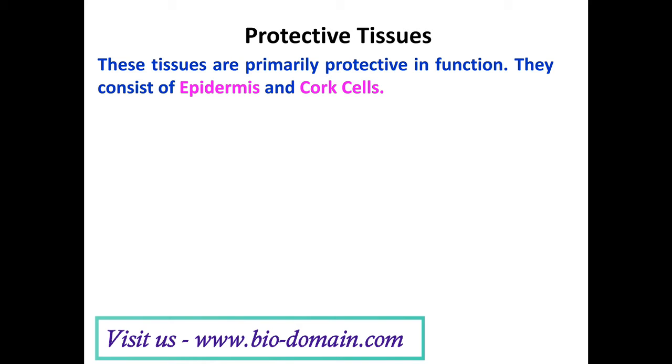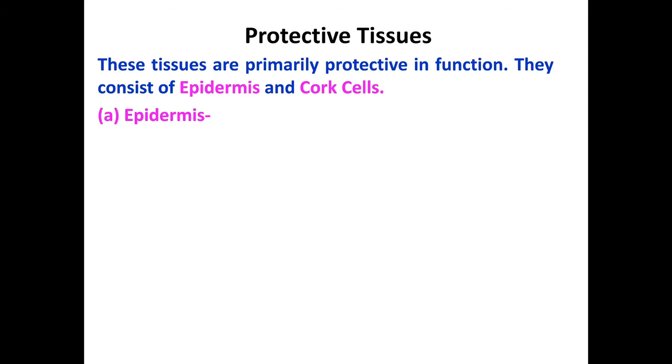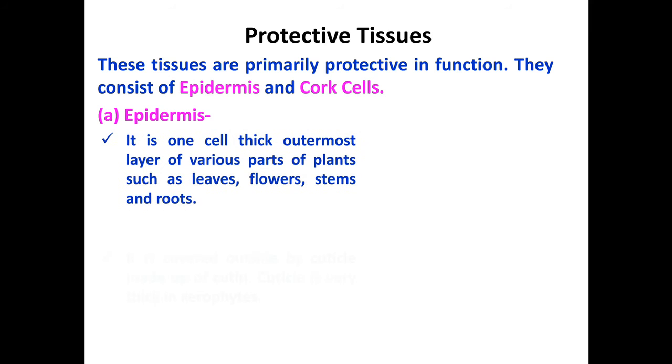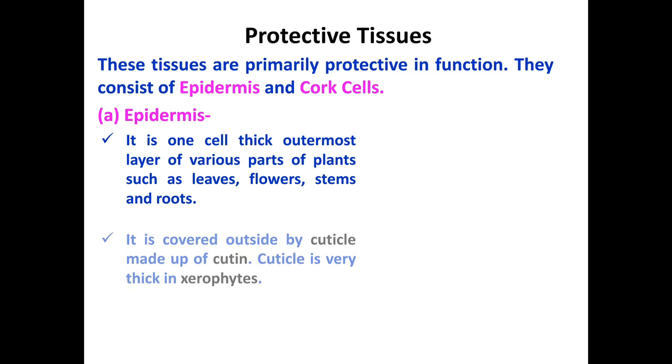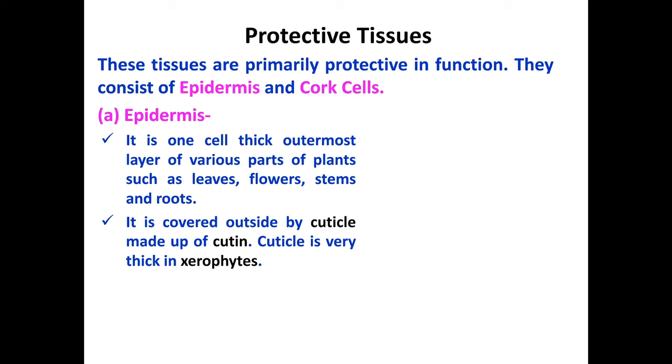Students, epidermis is the one cell thick outermost layer of various body parts of plants such as leaves, flowers, stems and roots. From the outside, the epidermis layer is covered by a layer of cuticle, which is a waterproof layer of waxy substance known as cutin, and it is secreted by the epidermal cells. Students, you should know that cuticle is very thick in xerophytes.